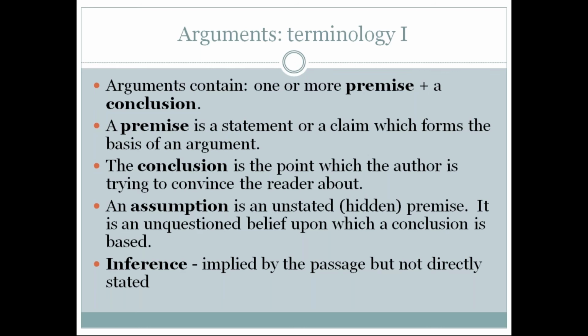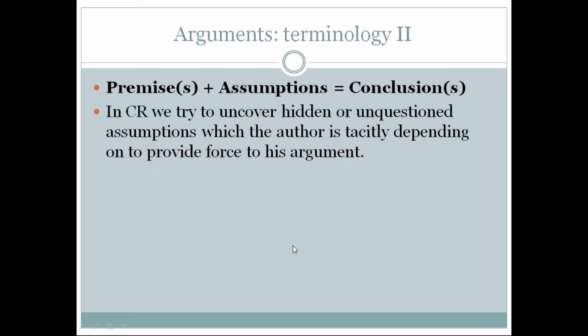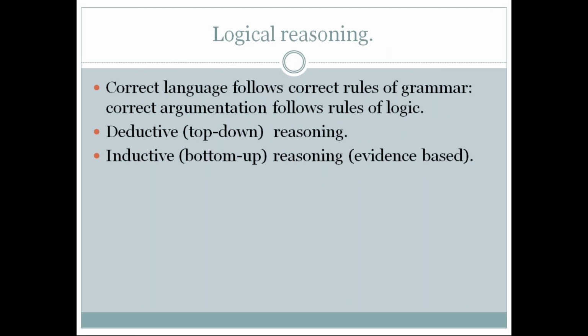But often the questions in reading comprehension will ask you about an inference: what can we infer from this? The premises plus assumptions equal the conclusion. And in critical reasoning, as I said, we try to uncover hidden or unquestioned assumptions, which the author is tacitly, meaning secretly or covertly, depending on to provide force to his argument. Just as correct language follows the rules of grammar, correct argumentation follows the rules of logic, and we should have some familiarity with the rules of logic in order to pick apart where arguments go wrong.